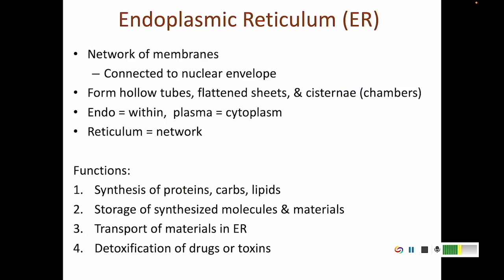The endoplasmic reticulum is a network of membranes connected to the nuclear envelope. It looks like just a bunch of paper plates stacked on top of each other. And it does things like make proteins, carbohydrates, and lipids. It stores those molecules. It transports materials within the ER. And it also detoxifies drugs or toxins. So someone who is a little bit crazier and spent the night engaging in illicit substances would have a very busy ER the next day as they were detoxifying all of those materials that I'm sure you all haven't even heard of. You're such good kids.